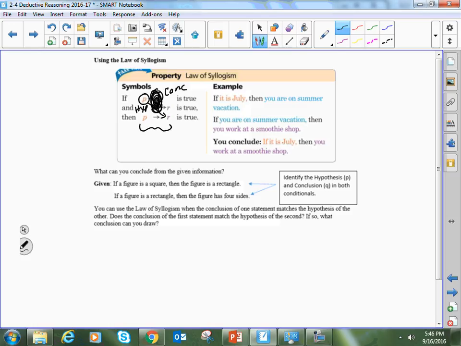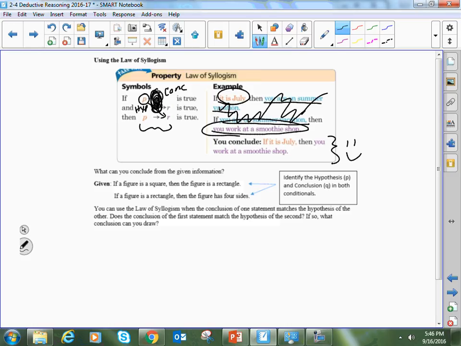And in the example, we can see it. The first statement says, if it's July, then you are on summer vacation. So we see in blue the "you are on summer vacation" matching with the hypothesis of the second statement. Because this one and this one match, essentially what we do is we can say, okay, if they match, we no longer need them anymore. And I can take this hypothesis and this conclusion, and we form this new conditional statement.